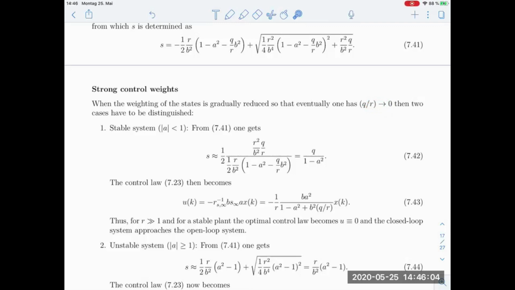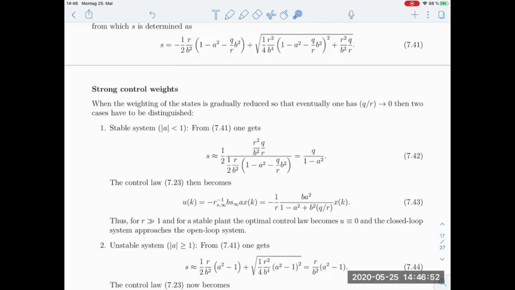We have to distinguish two cases now. Let's start with the case that we have a stable system, so that the absolute value of A, of the eigenvalue of the system, is less than 1. Now, if that's the case, after some limit operations from essentially this expression here, we'll get to this relatively simple expression. S is approximately Q divided by 1 minus A squared. 1 minus A squared, since A is now inside the unit circle, is some still positive number. So S is proportional to Q in this sense.